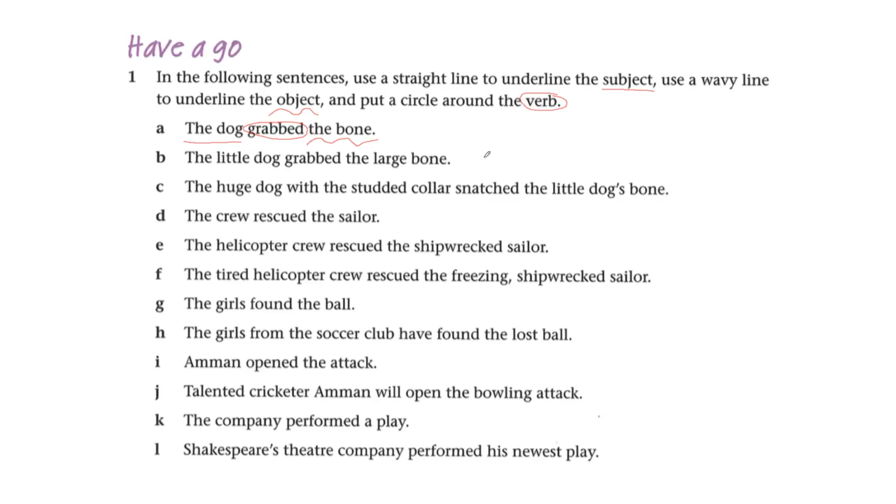The little dog grabbed the large bone. We've really just got added information in this. Grabbed is our verb again. The little dog is our subject because that's what's performing the action. And then the large bone, we give a squiggly line because that's what's having the action performed to it. So that becomes the object of the sentence. Following the same sort of process, see if you can go through and highlight the information in the rest of those sentences.